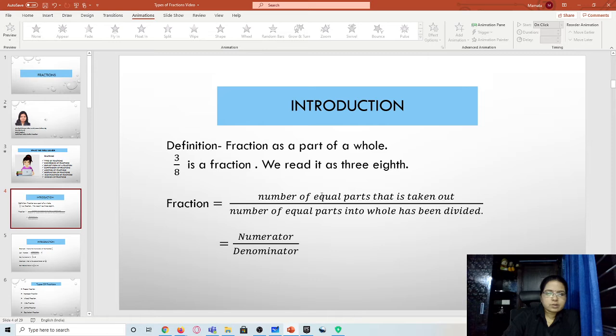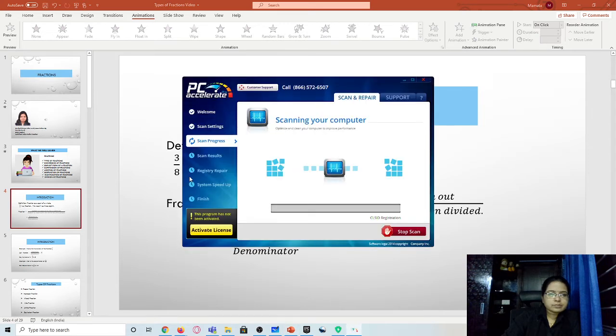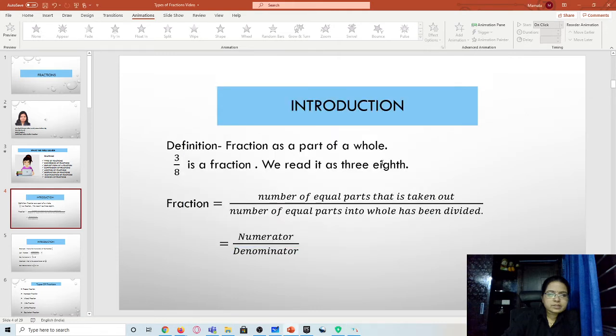A fraction can be represented as the number of equal parts taken out divided by the number of equal parts into which the whole has been divided. Fraction is numerator divided by denominator. The top number is called the numerator and the bottom number is called the denominator. For example, 3 divided by 8 is in fractional form. We read it as 3/8, whose numerator is 3 and denominator is 8. 2 divided by 5 is also in fractional form and we read it as 2/5. So a fraction is a part of a whole.